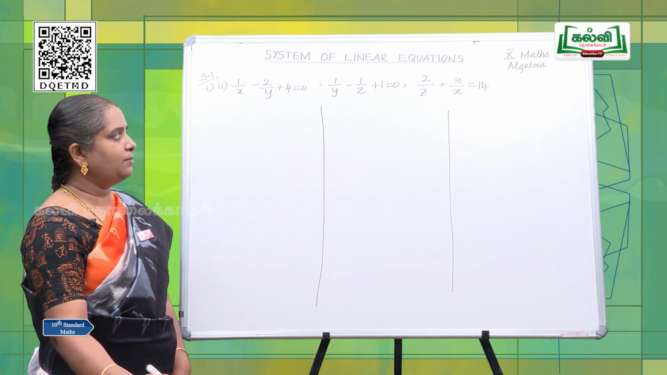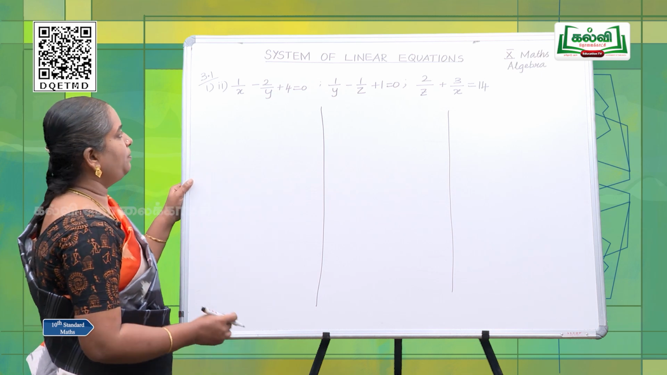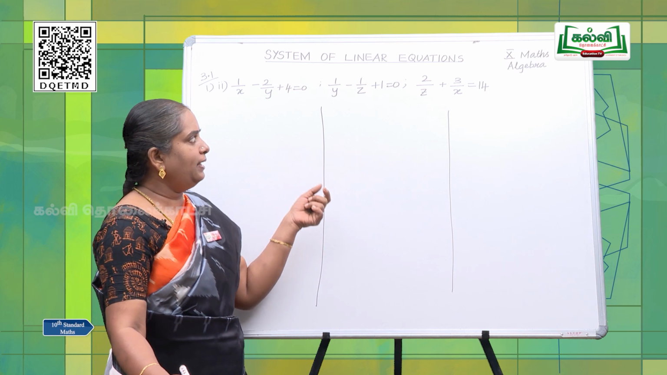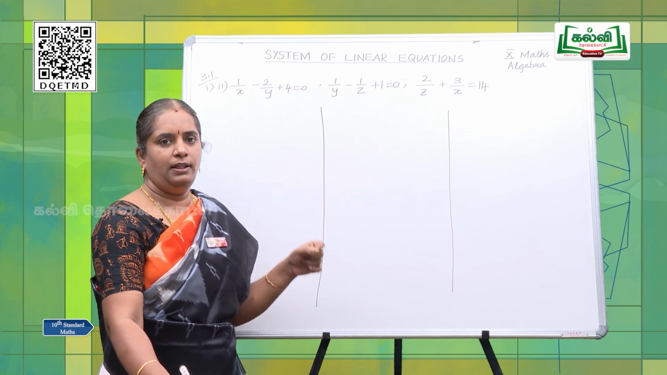See this system of equations, where we have 1 by x minus 2 by y plus 4 equals 0, and in all the equations the variables are in the denominator.